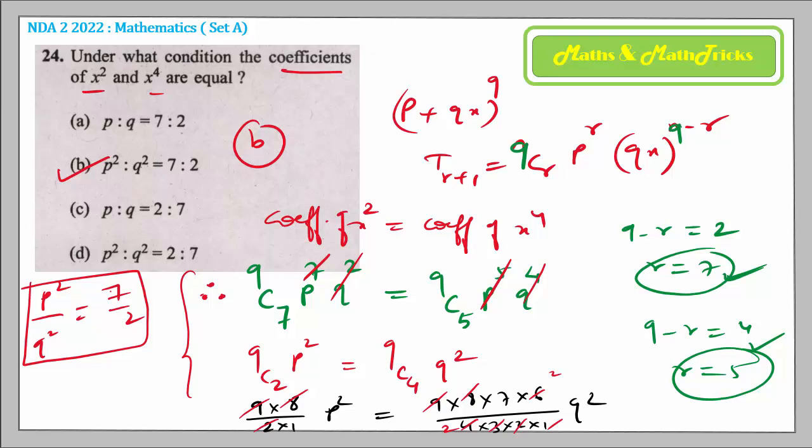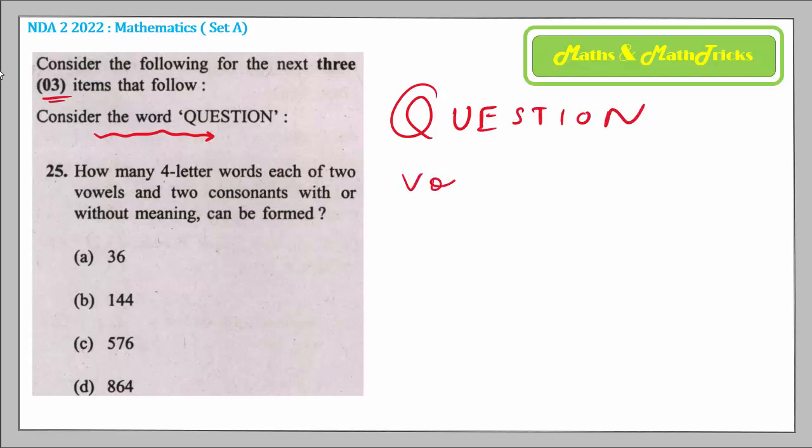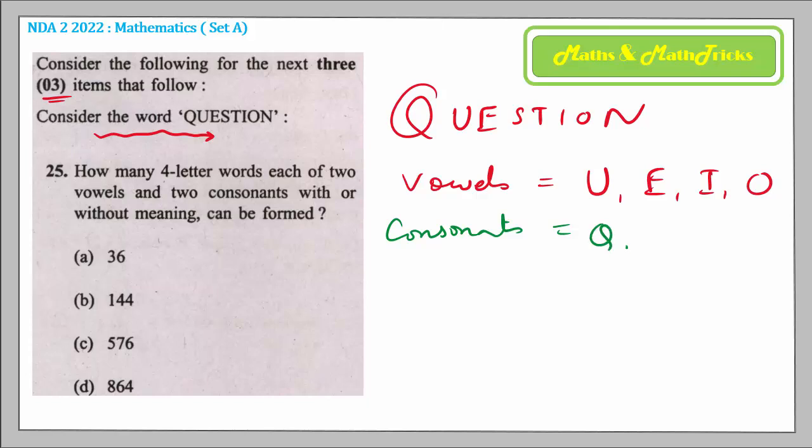Coming on now to the next question, which is on the PNC chapter, permutations and combinations. Again here you are asked to answer the 3 items based on this particular info. So you have a word question, and in this word you can see how many vowels there are. What are all the vowels in this? U, E, I and O. 4 vowels are there, and the remaining are consonants. So you have the remaining 4 letters which are the consonants Q, S, T and N.